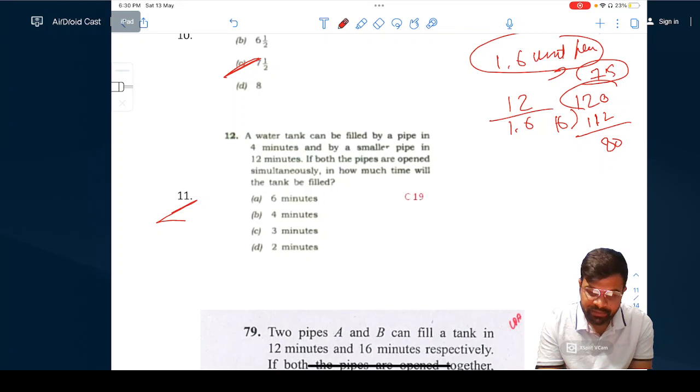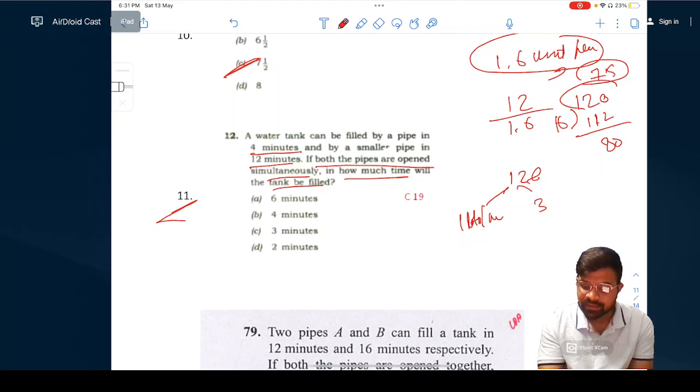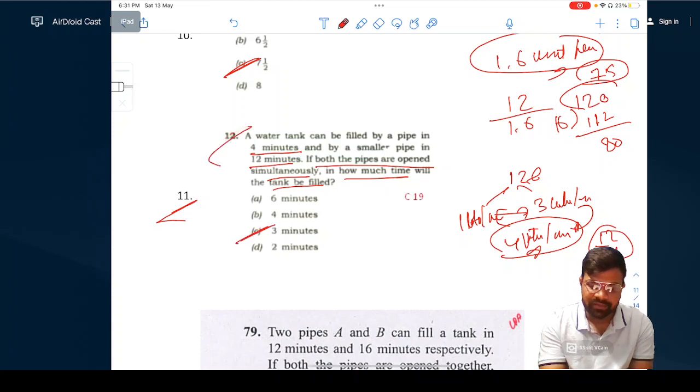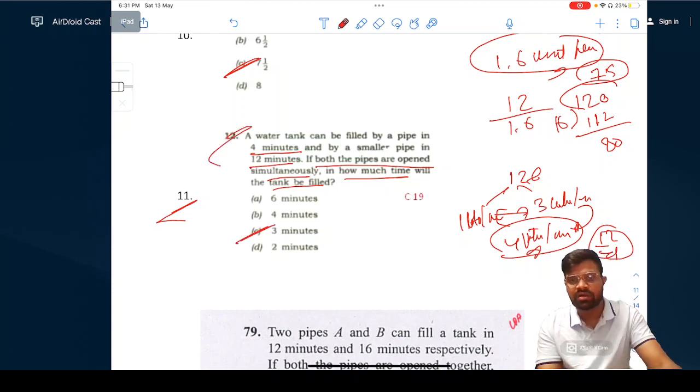A water tank can be filled by a pipe in 4 minutes and by a smaller pipe in 12 minutes. If both pipes are open simultaneously, in how much time? Again same thing. Let us assume LCM 12 liters is the tank. One is filling 1 liter per minute, the other is filling 3 liters per minute. So combined will be 4 liters per minute. And 12 by 4 is 3 minutes. They will fill the tank in 3 minutes.